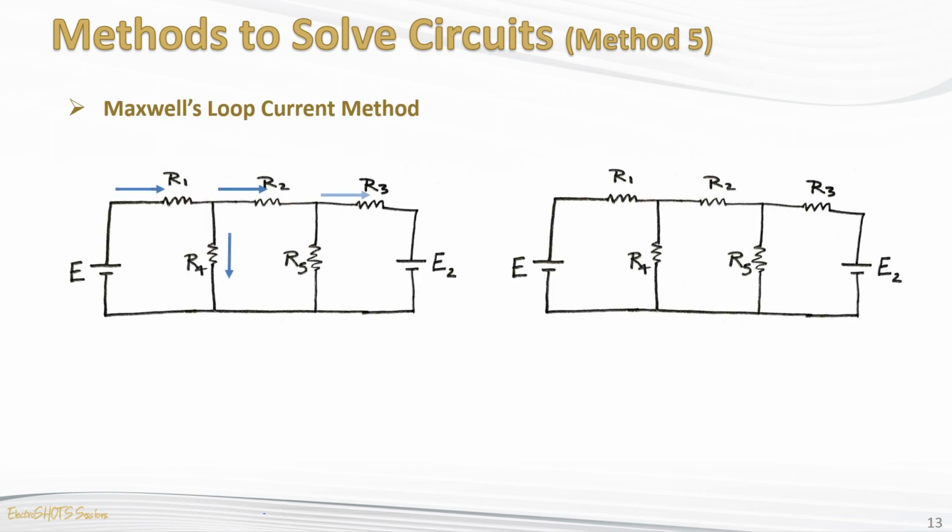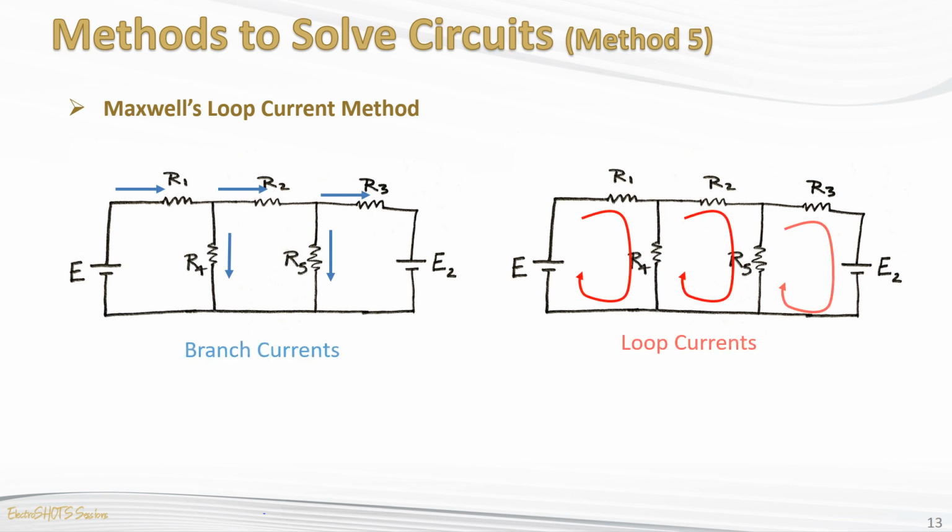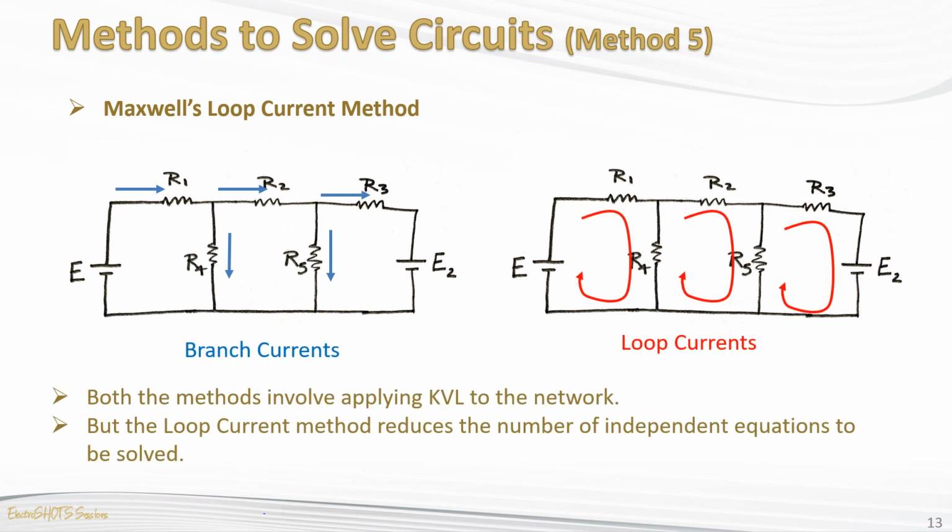KVL involves assuming branch currents, then writing simultaneous equations and solving them to find the branch currents. That method is very tedious as it ends up with a lot of unknowns, which becomes a mathematical mess if the circuit is not a simple one.